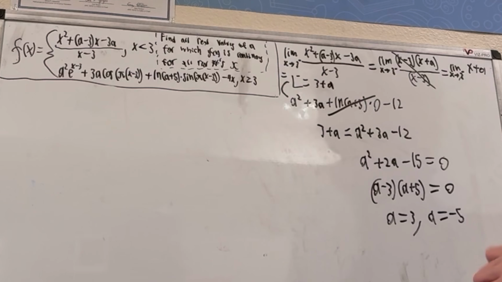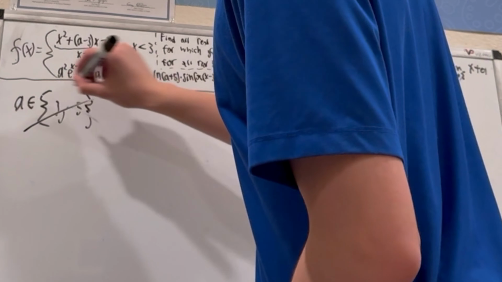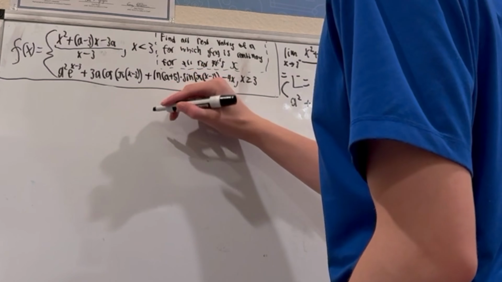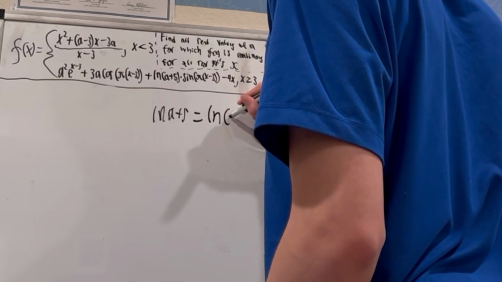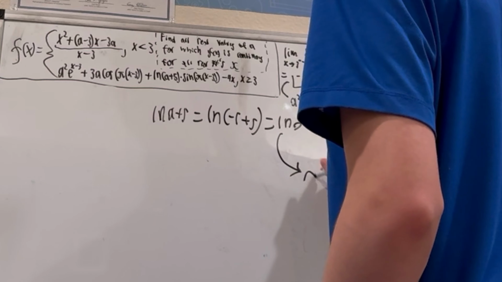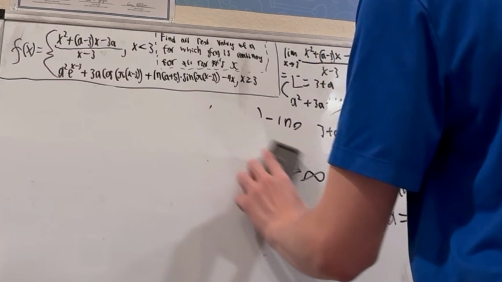So we want to find all real values of a for which f of x is continuous for all real numbers x. Well, we have our answer. So this is our solution set for a, right? Well, this is actually not correct. Let's see what happens when we plug in negative 5 to our bottom expression. This natural log term becomes the natural log of negative 5 plus 5, or the natural log of 0. This diverges, and that makes this function discontinuous. So our only solution here that actually works is a equals 3.